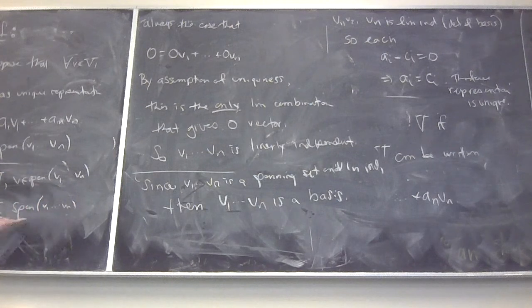Every vector in V can be written as something in this span, but the span of these vectors also must live inside V, because a span is a subspace. So you get this double subset inclusion, which is where the equality comes from. That makes sense? Okay. Anything else?